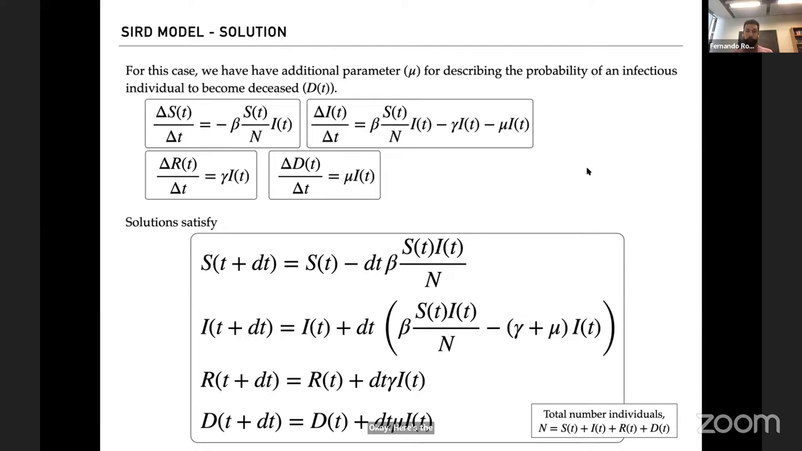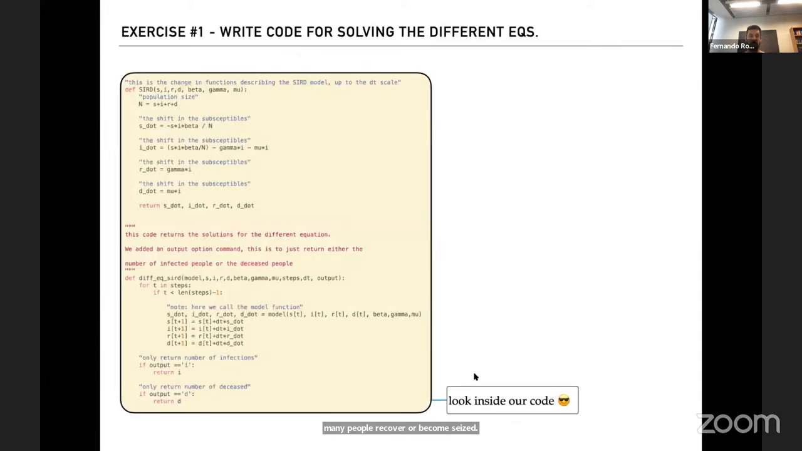Here's the differential equations that will be solved iteratively, again, by knowing how many people are in each category at some particular time. We can add the increments based on how many people get sick, how many people recover or become diseased, and so on. Okay, good. So now let's look at the code.